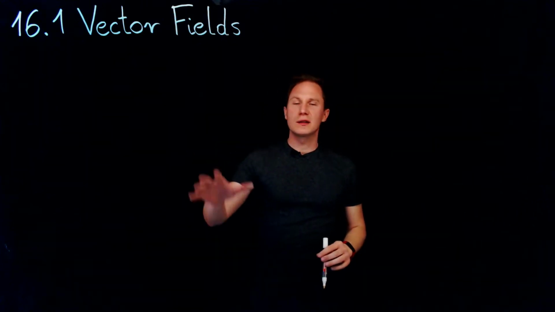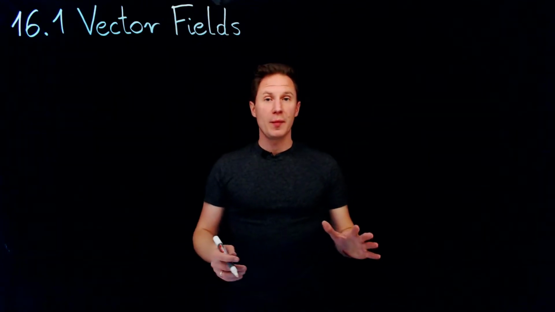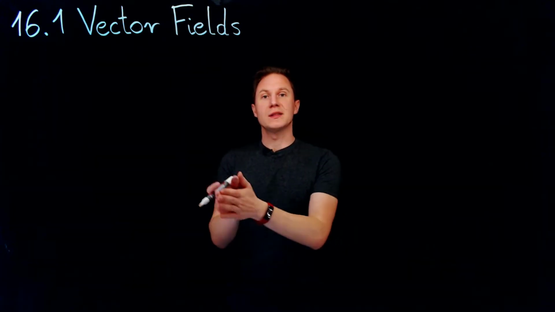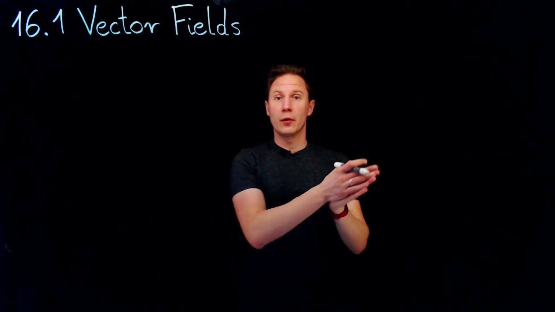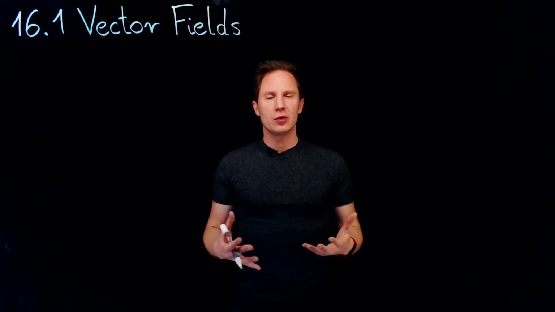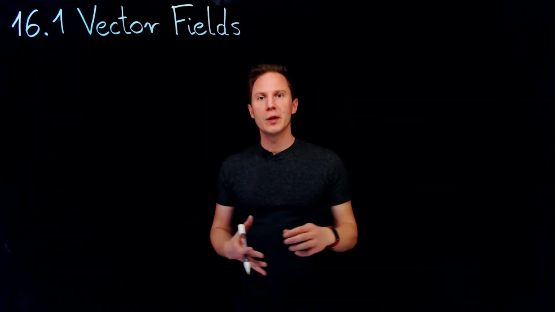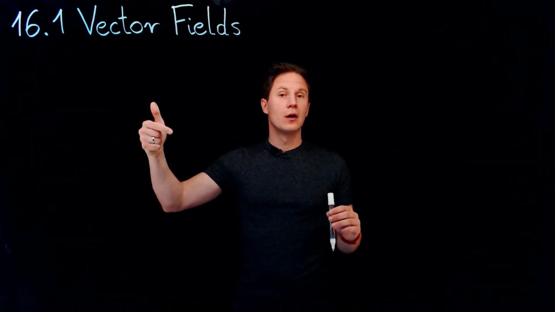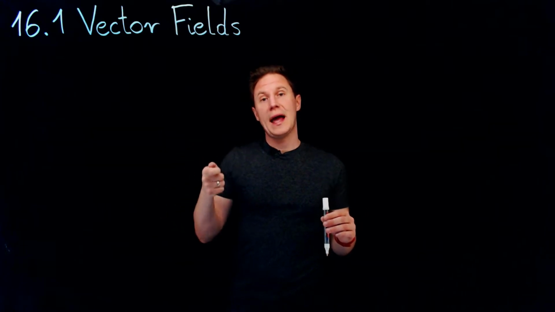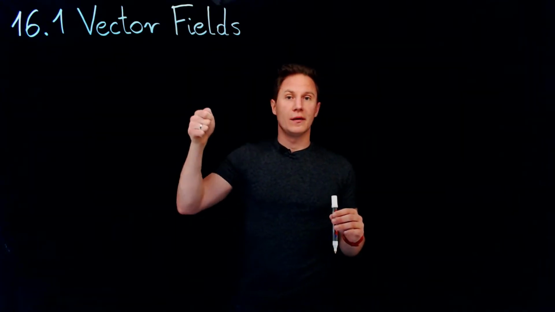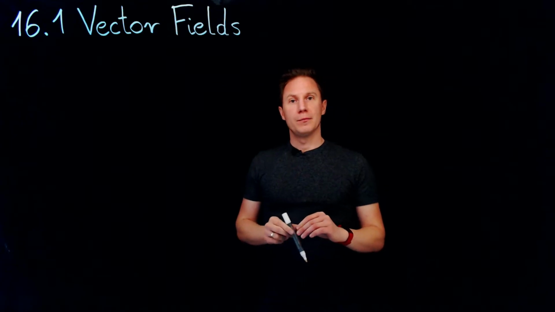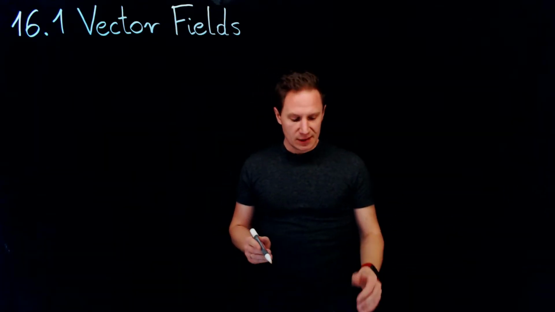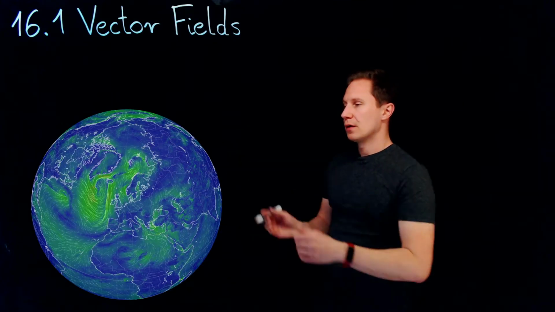In this video, we'll start discussing vector fields, which have many applications, and they appear whenever you assign vectors to points in space. So examples from physics would be the gravitational force is a vector field, because to each point in space we can assign the vector of the gravitational force that acts on a body that is put or placed in that point.